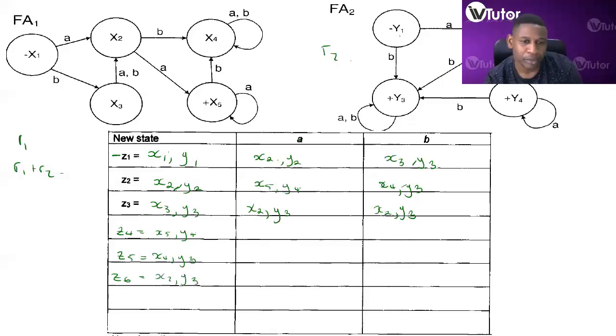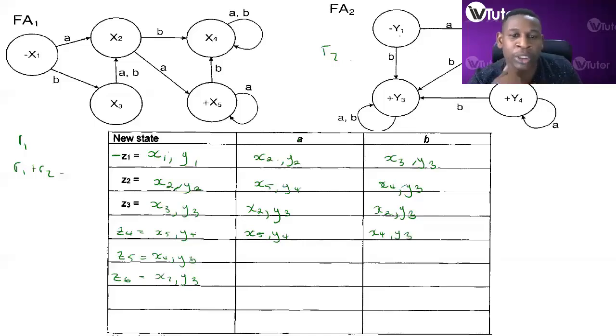Now if you are sitting in x5 and you encounter an A, you stay in x5. If you're in x5 and you encounter a B, you go to x4. If you are in y4 and you encounter an A, you stay in y4. If you are in y4 and you encounter a B, you go to y3. So do we have x5, y4?